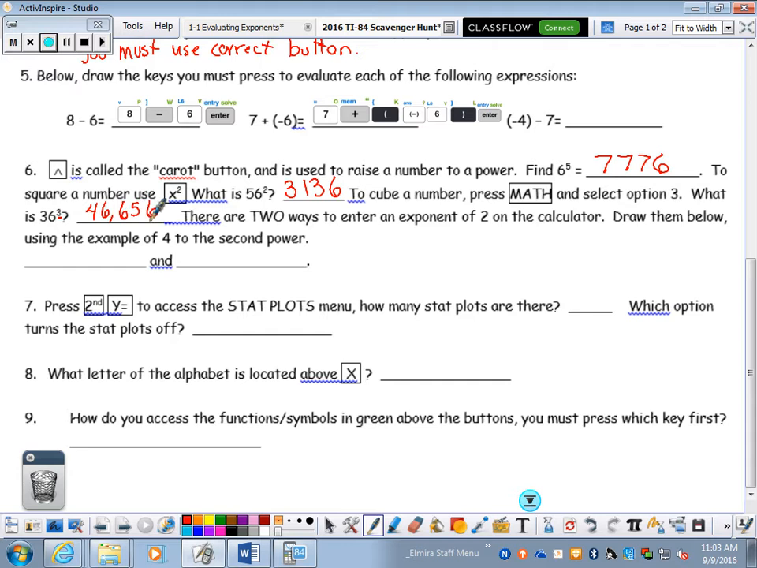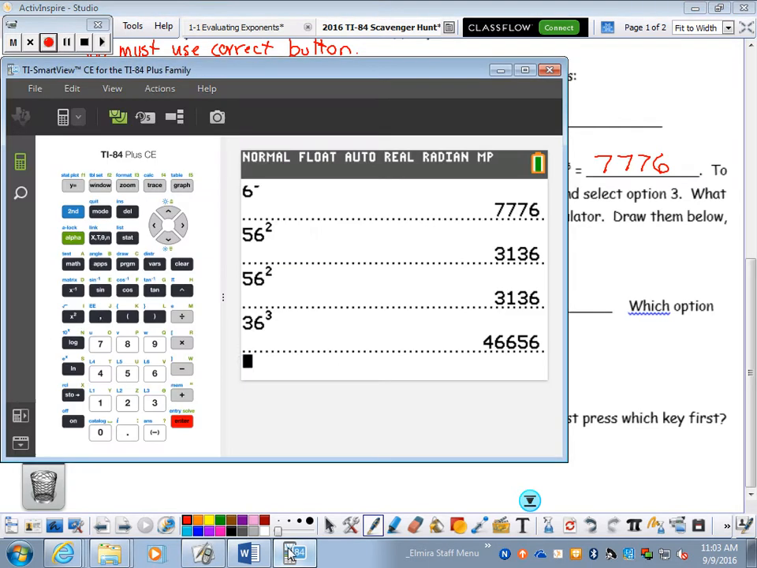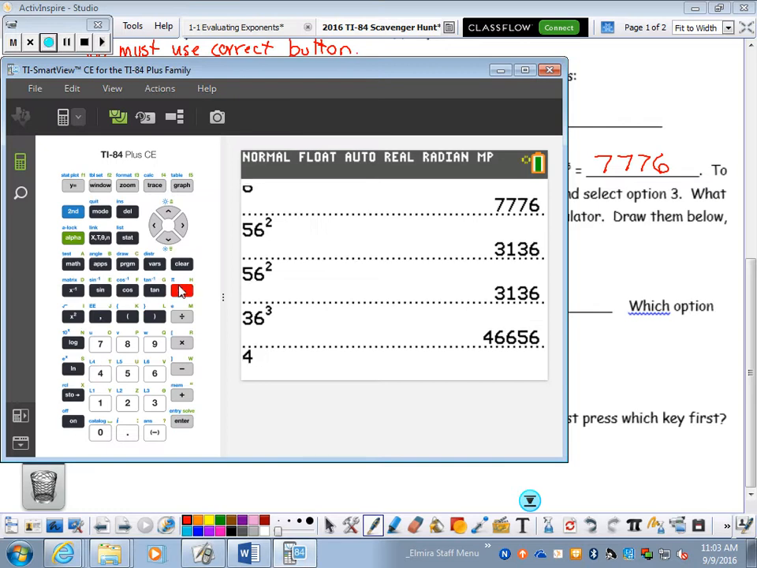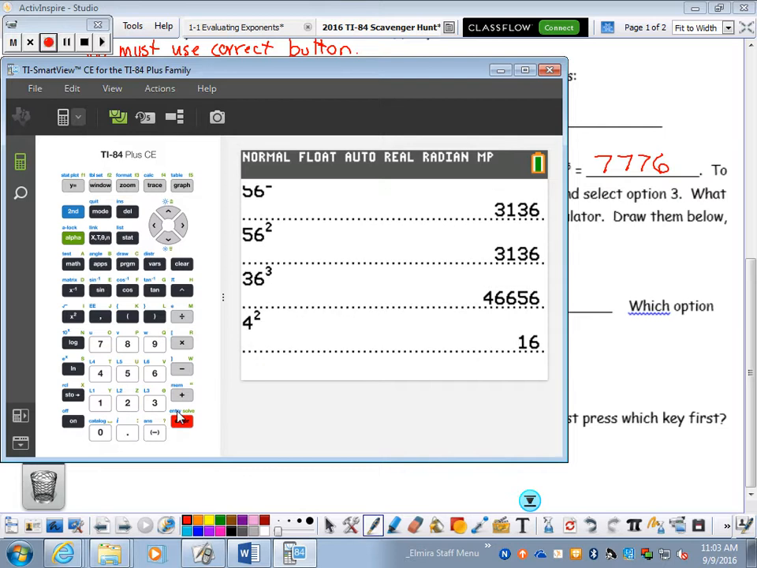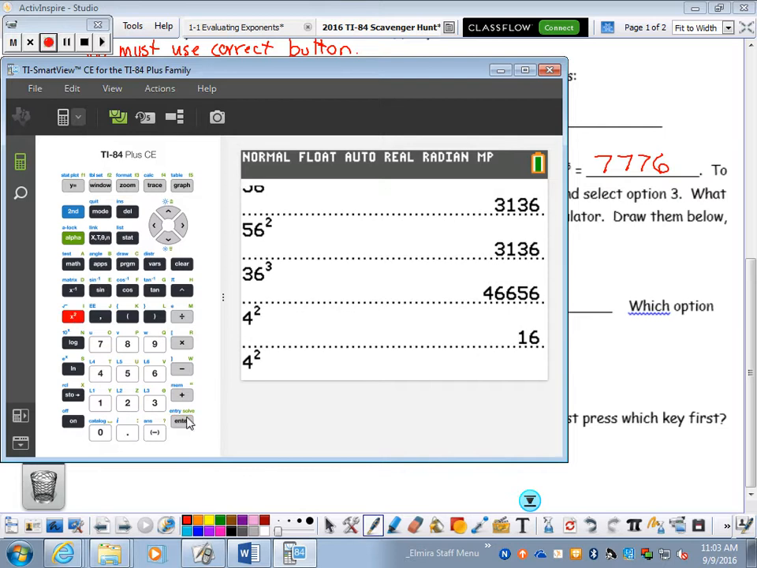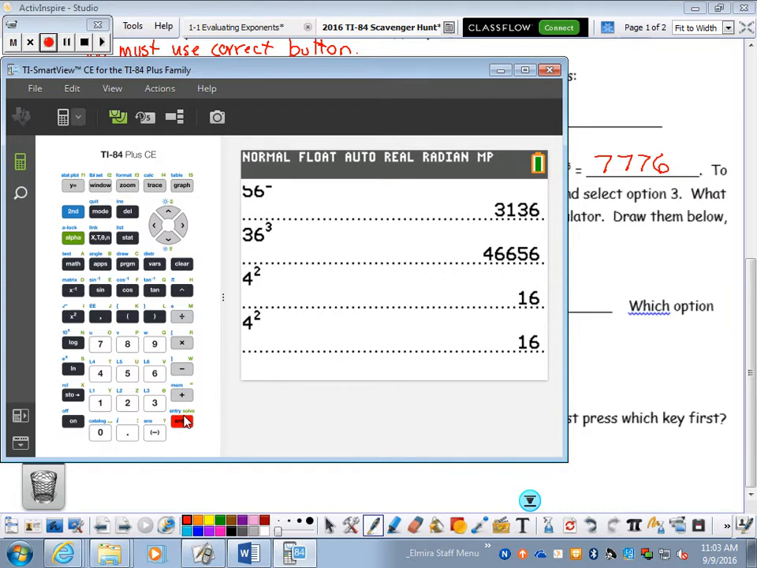Okay, so there's 2 ways to do an exponent of 2. I already explained that to you. So draw them below using the example of 4 to the 2nd power. So that's in words. 4 to the 2nd means 4 is the base and 2nd is the exponent. So here again, there's 2 ways you could do it. You could do 4 caret 2, and get 16. Or you can do 4 squared, faster. 16.